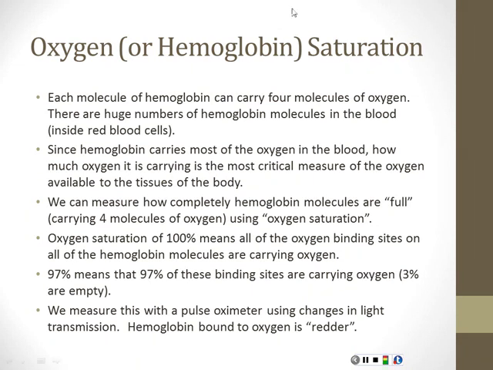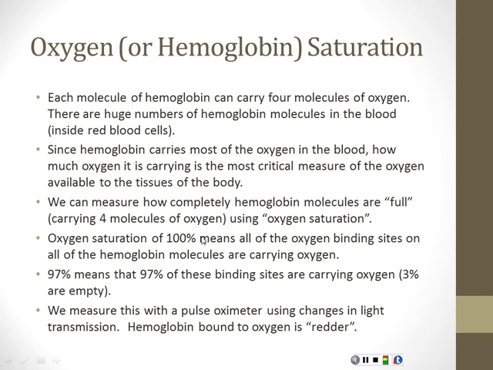Well, what that device is measuring is how much oxygen is being carried by the hemoglobin molecules in your red blood cells. So it's a simple ratio. So at 100%, that's the easiest one to understand. All of the hemoglobin molecules are completely full of oxygen. So all of the hemoglobin has 4 oxygen molecules attached.